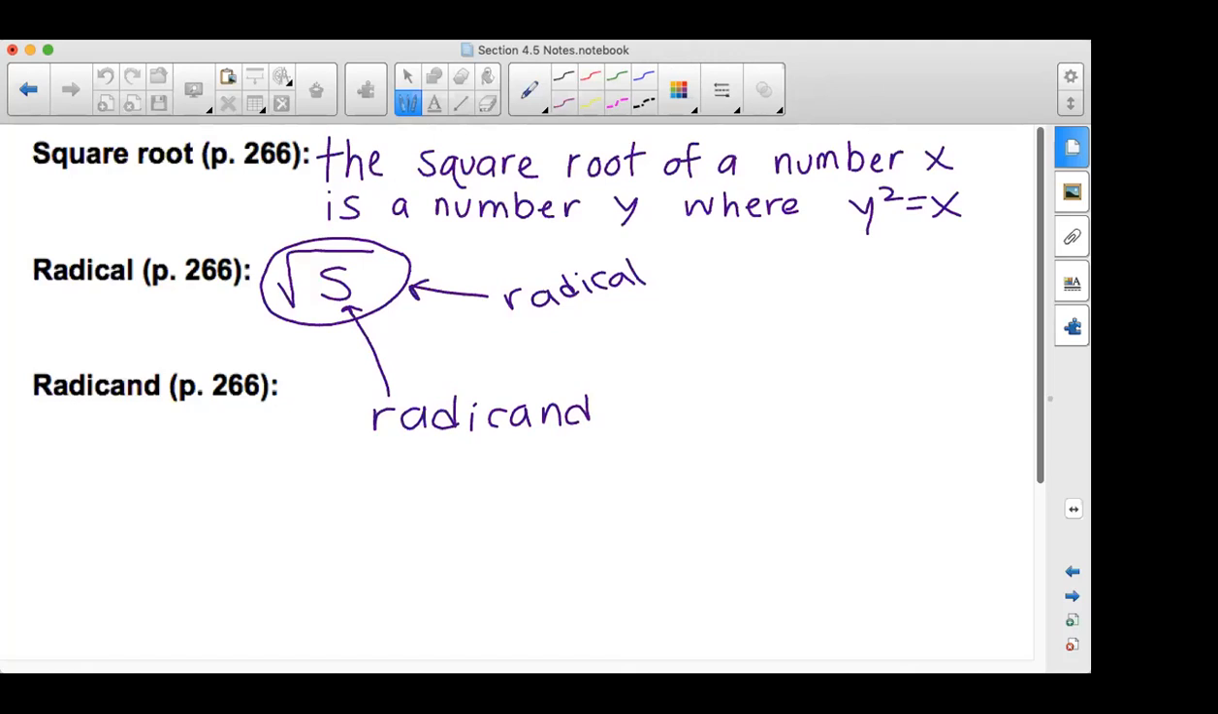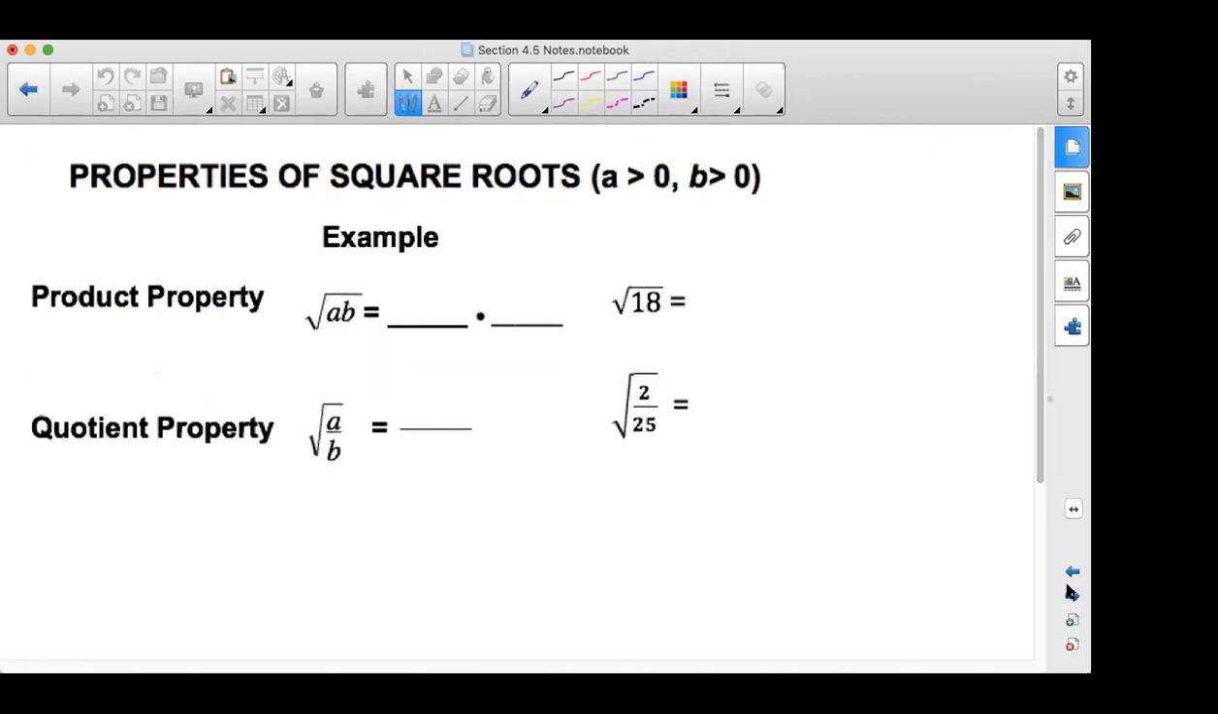So now let's look at some properties. The product property: if we have root of a times b, we can split that up into root a times root b. Under square roots, you can break that number up into its factors.